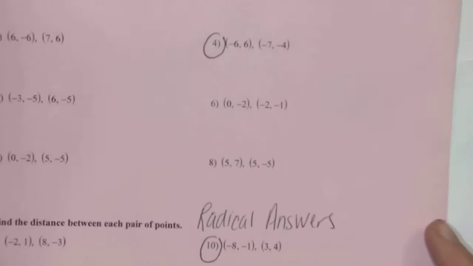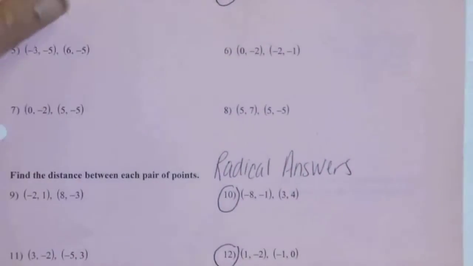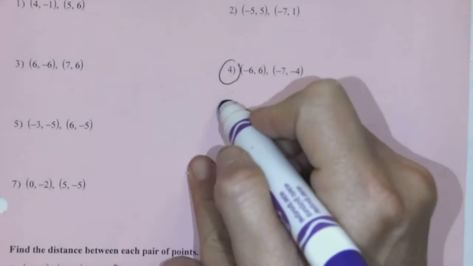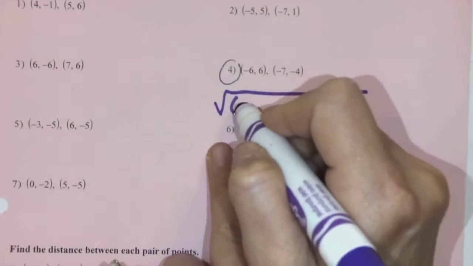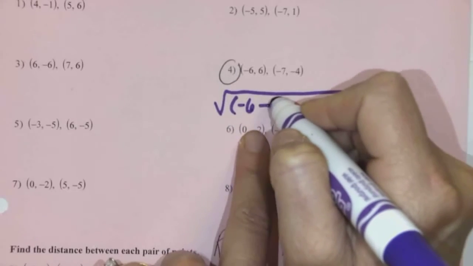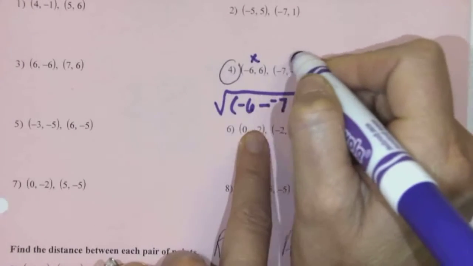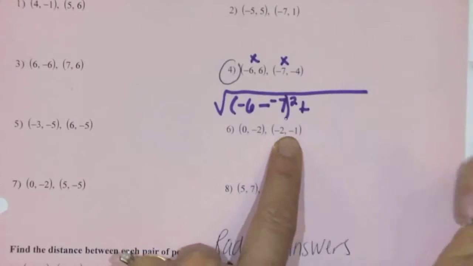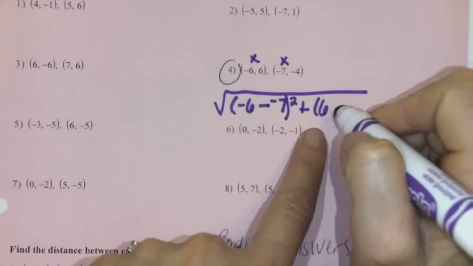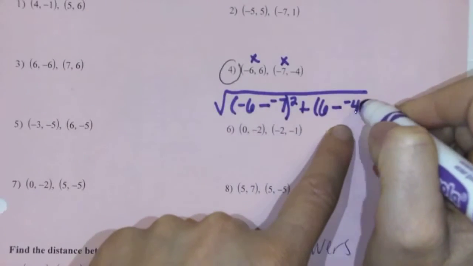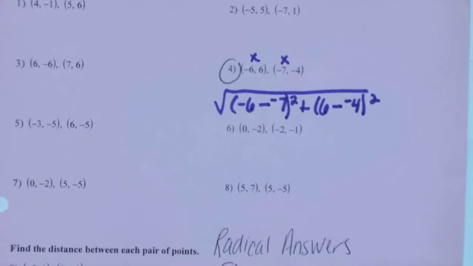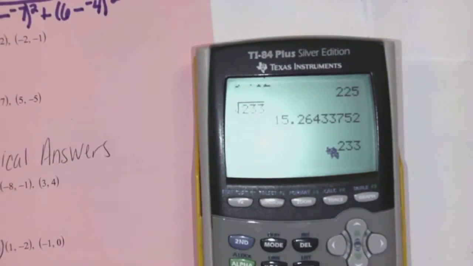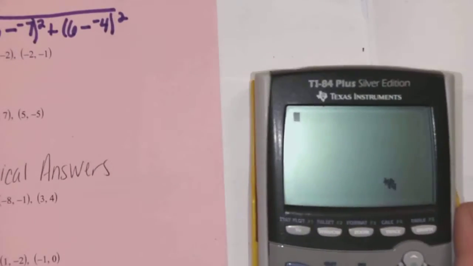So if I look at number 4, I have an x, a y, an x, and a y. I'm going to substitute those straight into the formula. Negative 6 minus negative 7, because these are my x's, squared, plus my y's: 6 minus negative 4 is the other y, squared. If I put that straight in on my calculator, I'm going to have you see me do that. I just wish it wasn't such a terrible glare here.